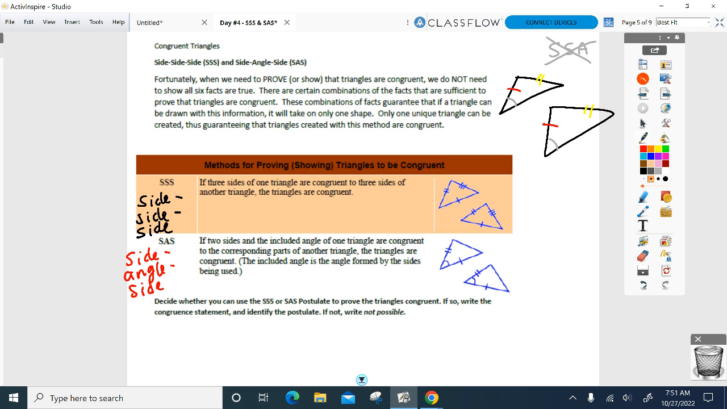If the angle's not in between, you know what we do? We say they're not congruent. The angle's not in between the 2 sides. We say they're not congruent. So we got SSS and SAS. That's the only 2 I'm going to show you today. Tomorrow I'll show you 2 more.